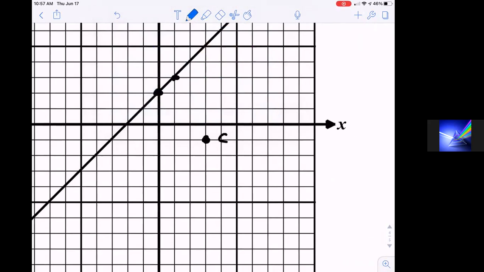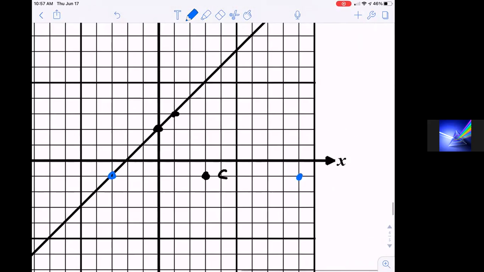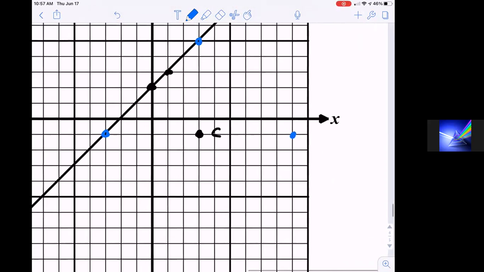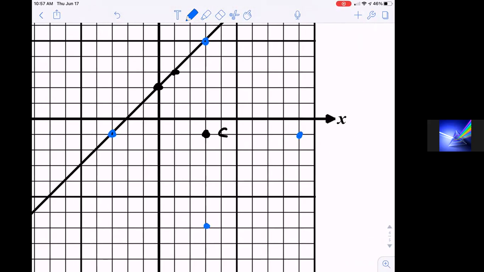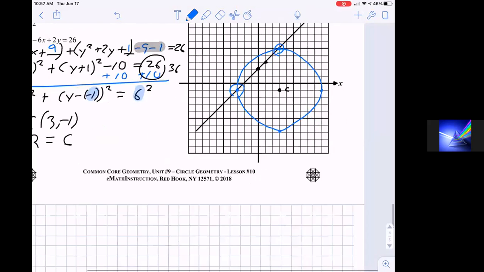So we're going to go ahead and go 1, 2, 3, 4, 5, 6 to the right. 1 through 6 to the left. We're going to go 1 through 6 up. We're going to go 1 through 6 down. And when you complete the circle, you'll see that the circle and the line intersect each other at those 2 points right there.